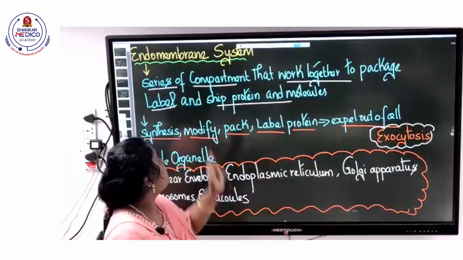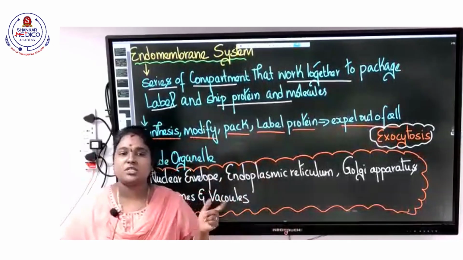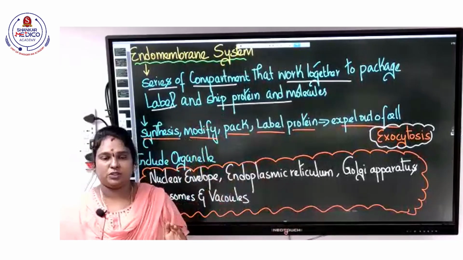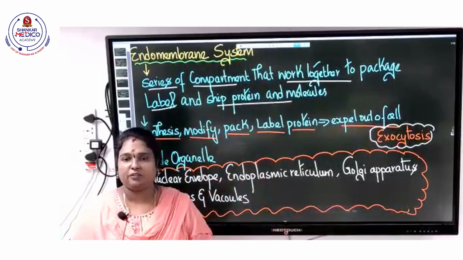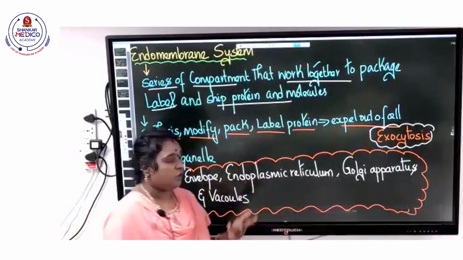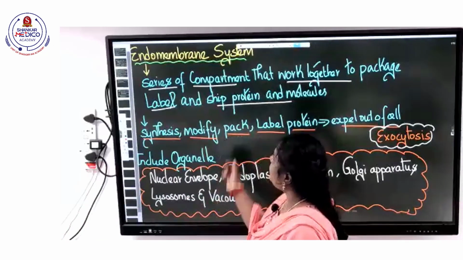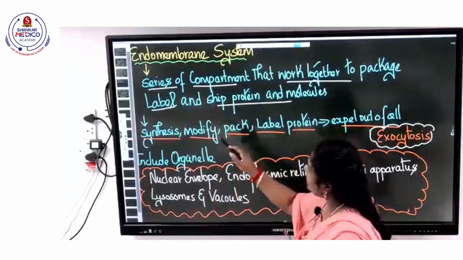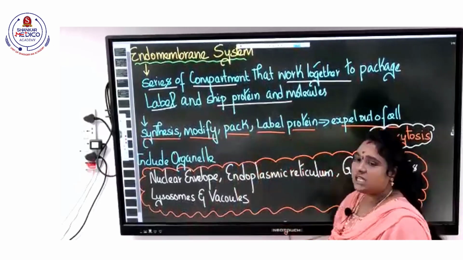Today's topic is the endomembrane system, which comes under the unit Cell: The Unit of Life. I have written the entire topic out so that it is easy to understand. An endomembrane system is a series of compartments that work together to package, label, and ship proteins and molecules.